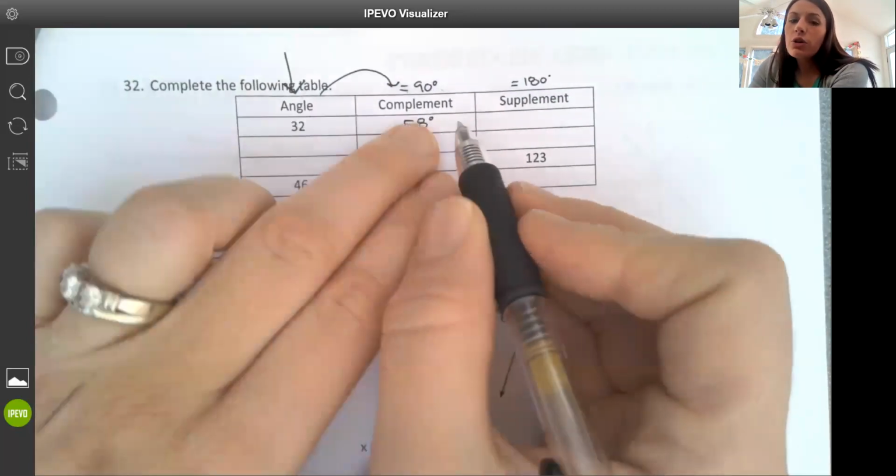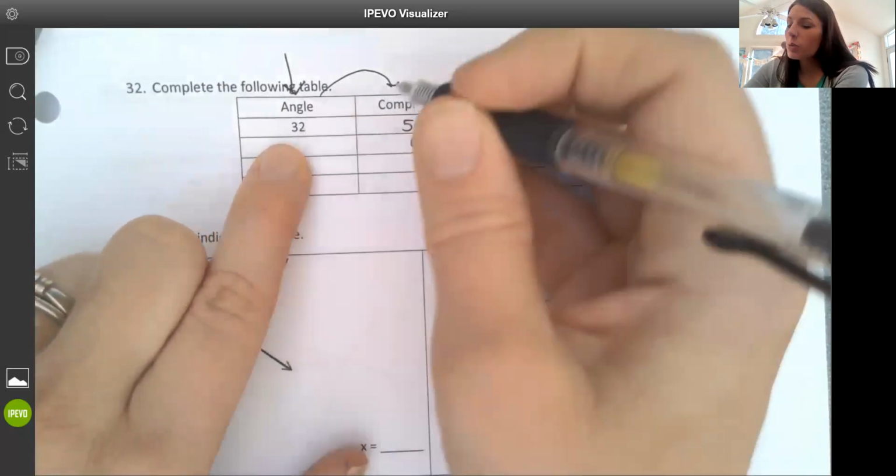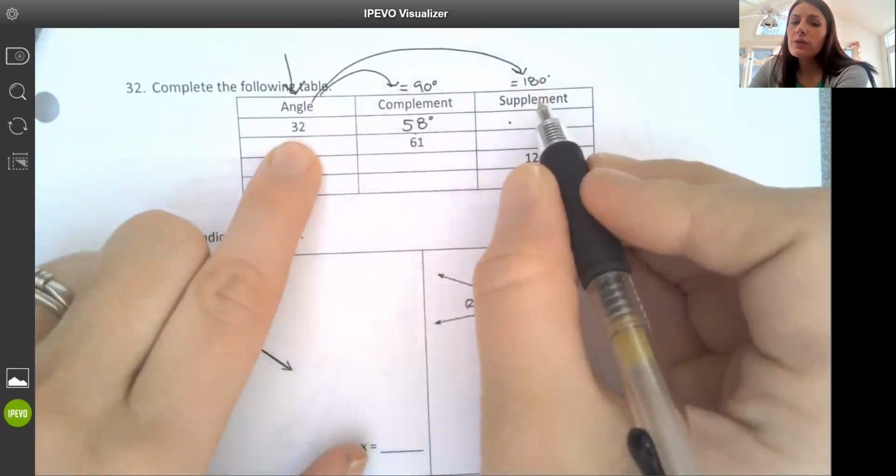But now what students want to do is go from here to here, and we don't. We're going, okay, so this is the complement of my angle, the supplement of my angle. So again, what angle with 32 degrees gives me 180?